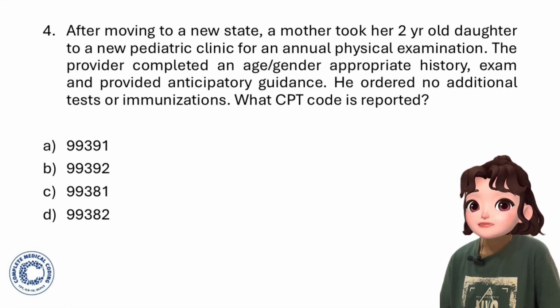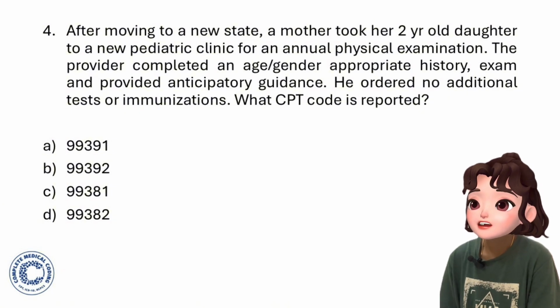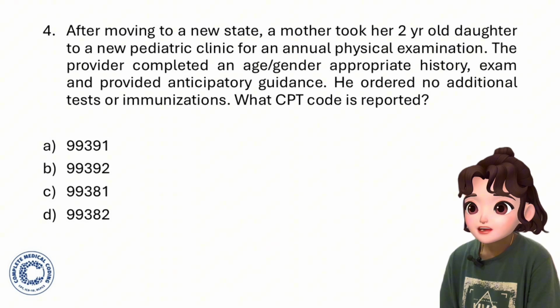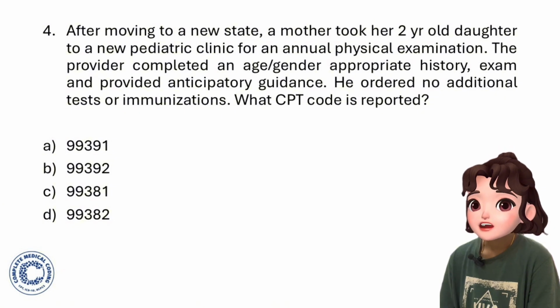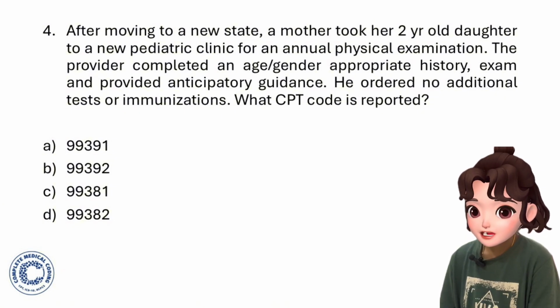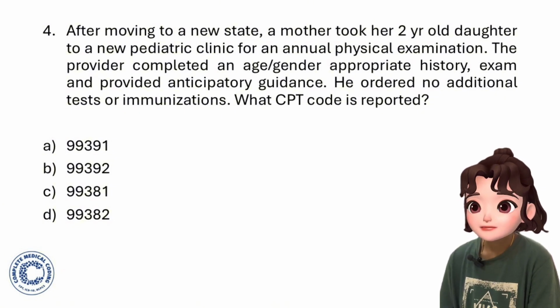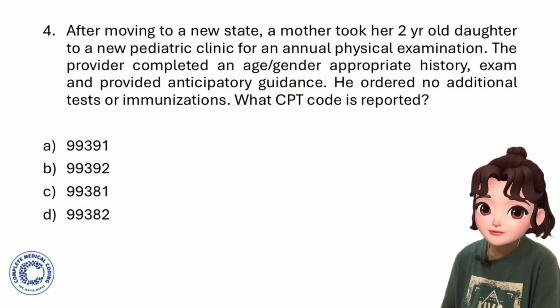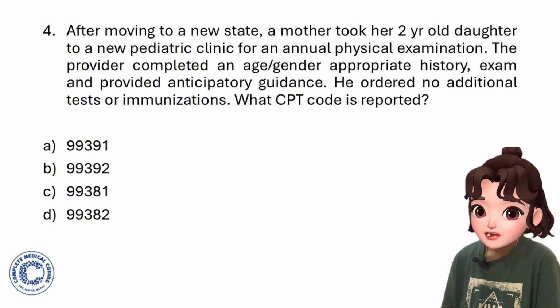Alright. After moving to a new state, a mother took her 2-year-old daughter to a new pediatric clinic for an annual physical examination. The provider completed an age and gender appropriate history and exam and provided anticipatory guidance. He ordered no additional tests or immunizations. What CPT code is reported? The 2-year-old daughter has been taken to a new pediatric clinic for annual physical examination. So this is a new patient code. You have to mark it.